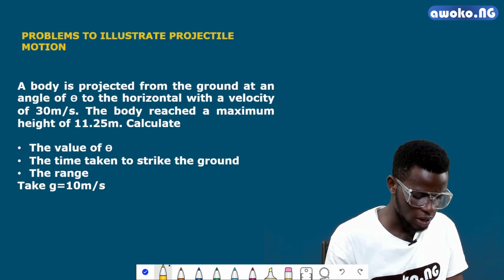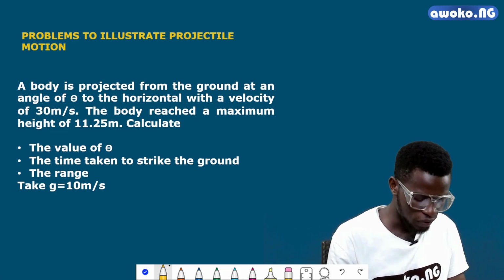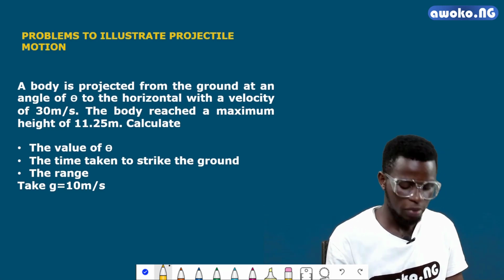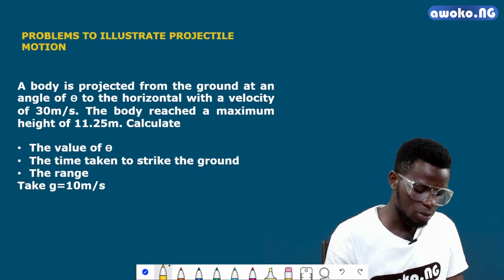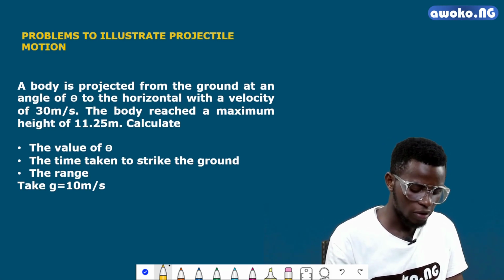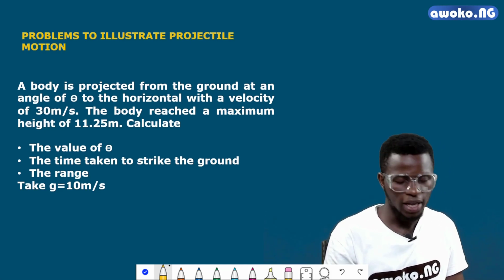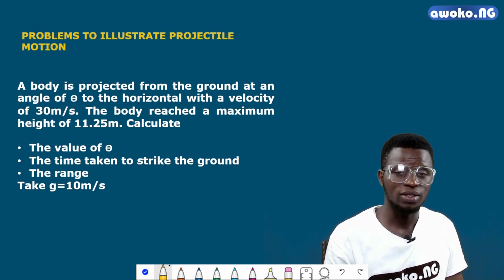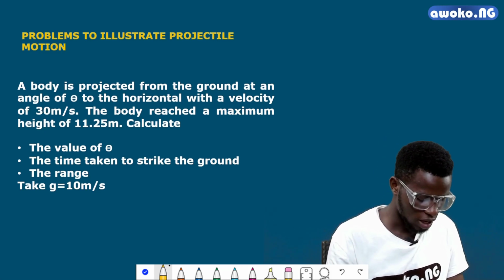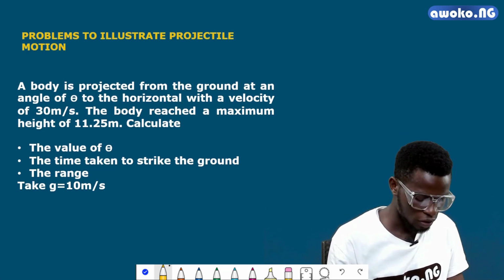Is that okay? Let us consider one example before we end the class for today. A body is projected from the ground at an angle of theta to the horizontal with a velocity of 30 meters per second. The body reached a maximum height of 11.25 meters. Calculate the value of theta. We also have to calculate the time taken to strike the ground and also the range. Then we have to take G to be equal to 10 meters per second squared. So since we know the formulas for the range, time of flight, time taken, and the rest, we can apply them into solving this problem.